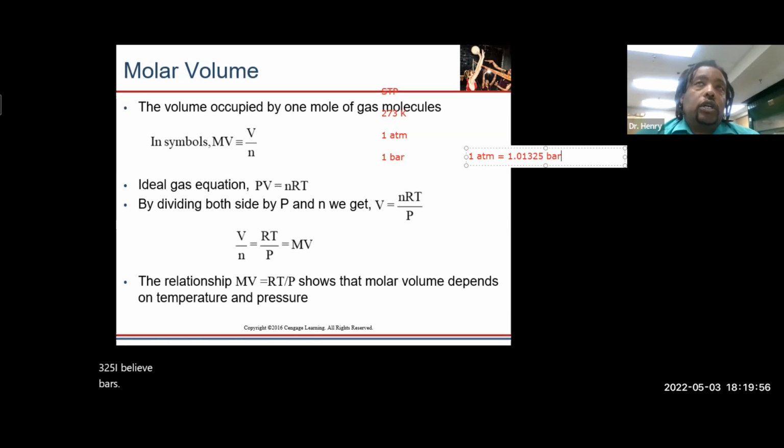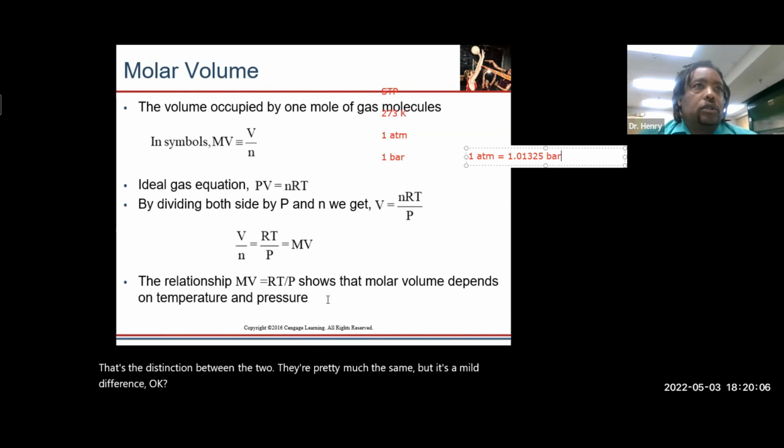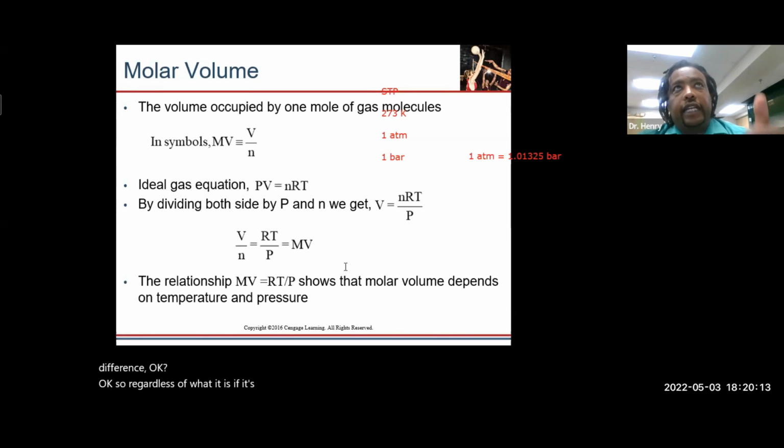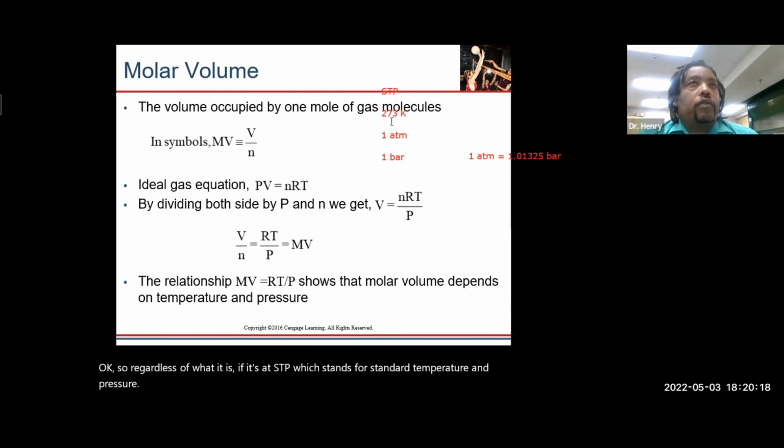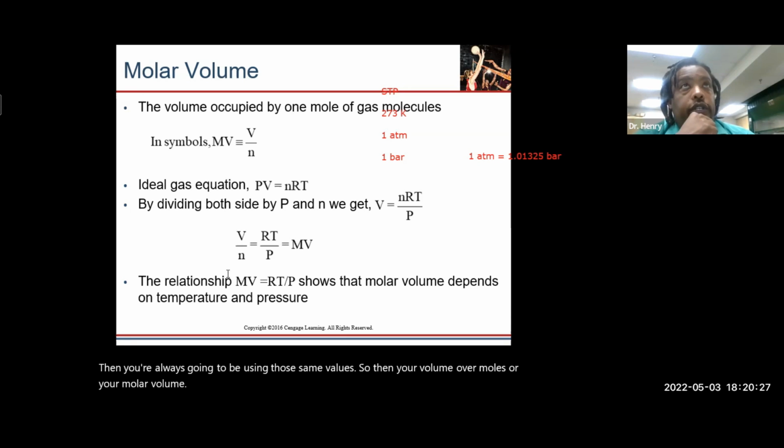Okay, so that's the distinction between the two. They're pretty much the same, but it's a mild difference. Okay, so regardless of what it is, if it's at STP, which stands for standard temperature and pressure, then you're always going to be using those same values. So then your volume over moles, or your molar volume, is always going to be that same value.